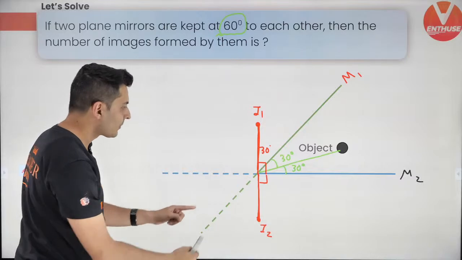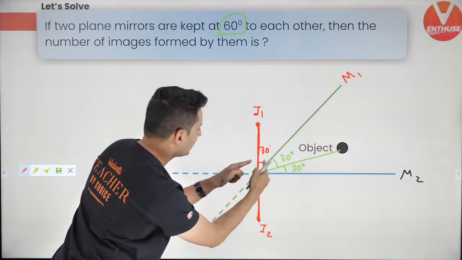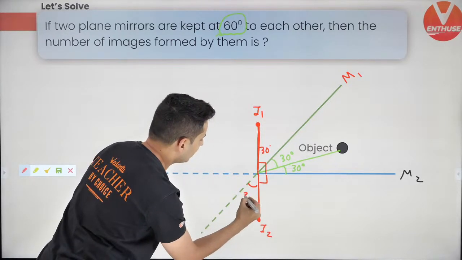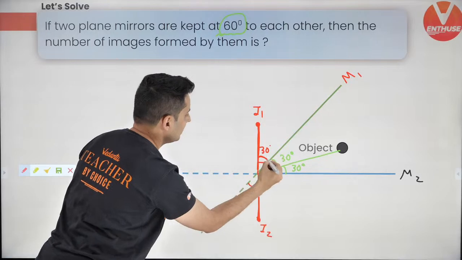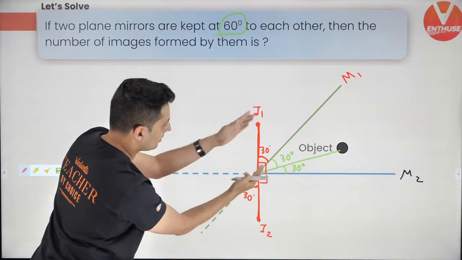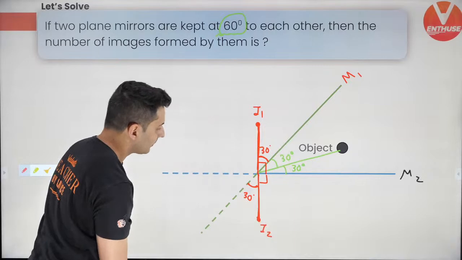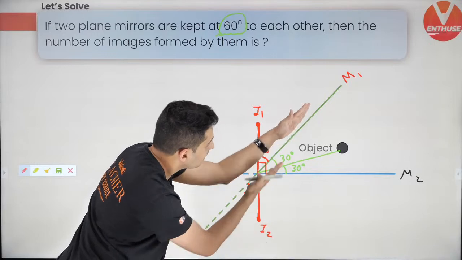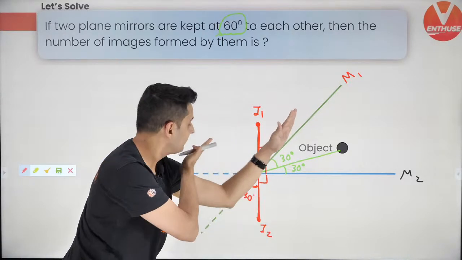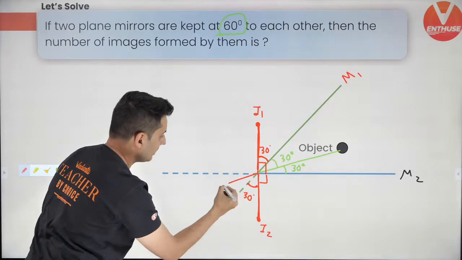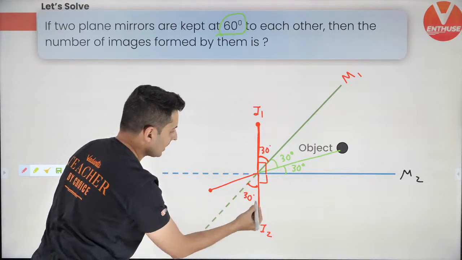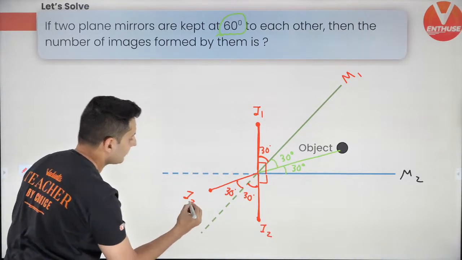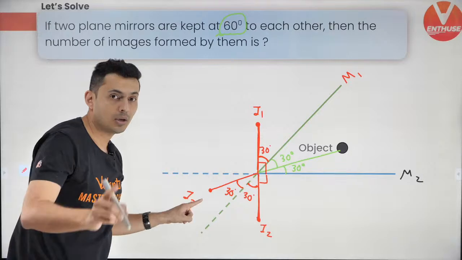Now think about it. If this is 30, obviously this is also 30, guys. Remember, this angle was 30. So this angle opposite, this and this should be equal. So this image will form an object for this mirror and it will be reflected on this side over here, exactly at 30 degrees again, and this will be image I3. I hope this is clear.